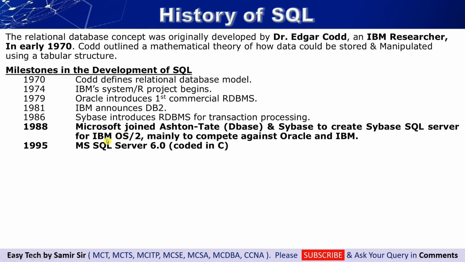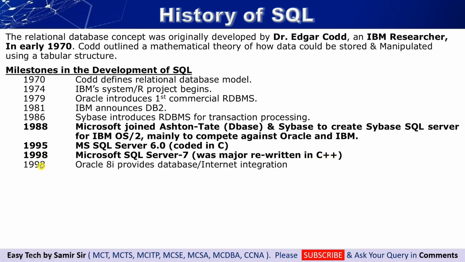Later, Microsoft developed Microsoft SQL Server 6, coded in the C language, in 1995. In 1998, Microsoft developed SQL Server 7. It was majorly rewritten in C++. Also in 1998, Oracle 8i was developed. It was the first RDBMS with internet integration.